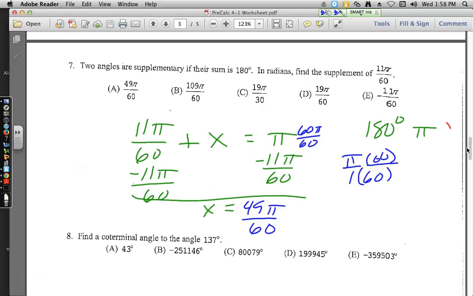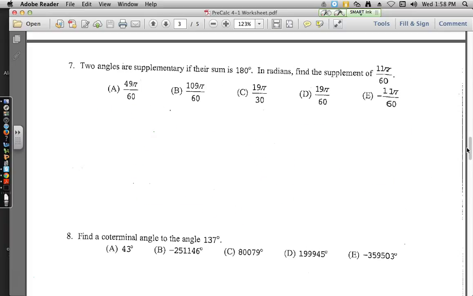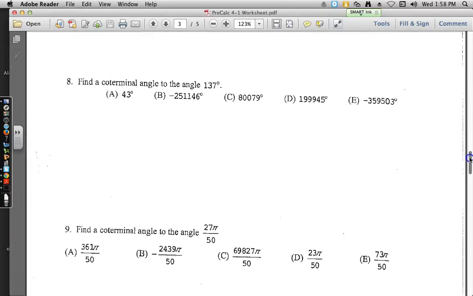We check to see if we can reduce, but this is one of the answers up here, so we don't even need to reduce. So again, what you need to do is just get used to the fact that we are going to be dealing with fractions whenever we talk about radians, but it is absolutely the best way to go mathematically because it is much more accurate than what we would ever get with degrees.